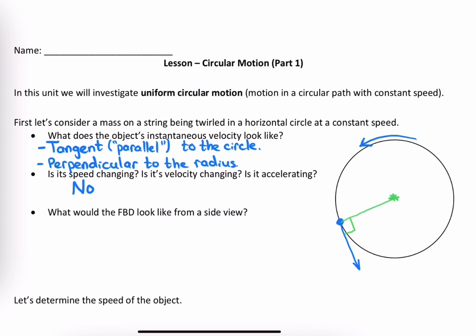But if I instead asked about its velocity, being a vector, velocity has magnitude and direction. So over here, it's going 3 meters per second left, and over here, it's going 3 meters per second down, and over here, it's going 3 meters per second to the right, and over here, it's going 3 meters per second up. So you can see that the velocity is always changing because its direction is changing.